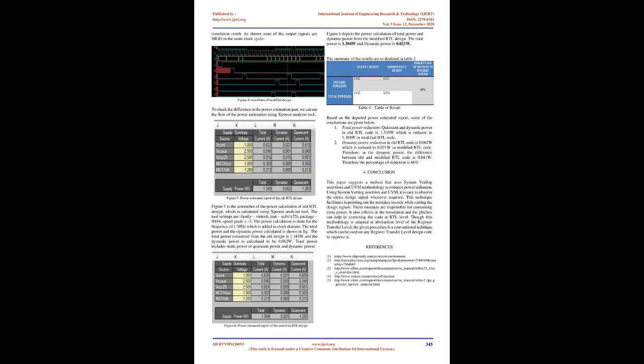In conclusion, this paper suggests a method that uses SystemVerilog assertions and UVM methodology to enhance power utilization. Using SystemVerilog assertions and UVM, it is easy to observe the entire design signal whenever required. This technique facilitates pointing out mistakes in code while setting the design signals. These mistakes are responsible for consuming extra power. It also reflects in the simulation, and the glitches can help in correcting the code at the RTL level. Though this methodology is adopted at the register transfer level of abstraction, the given procedure is a conventional technique which can be used on any register transfer level design code to improve it.